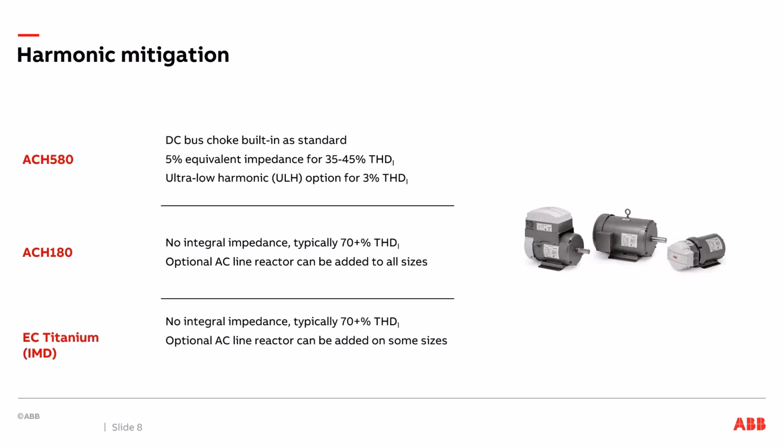And then wrapping up with the EC Titanium, that's just like the ACH180 in terms of there's no built-in DC bus choke, there's no built-in AC line reactor, similar performance at about double of what you'd see out of the standard ACH580. You can add an AC line reactor in front of most of the EC Titanium sizes, but I know at least one size has thin film caps in it that don't play well with AC line reactors. So if you've got an EC Titanium with the integral motor drive and you do need to add a reactor in front of it for harmonic mitigation, be sure to coordinate with the factory personnel to make sure we have the right combination of reactor and drive size.